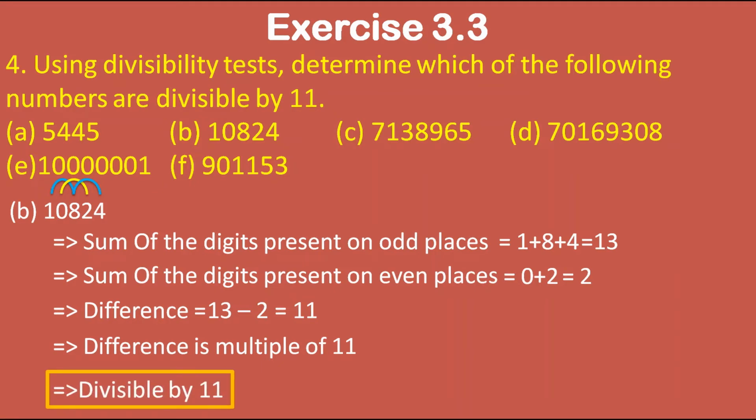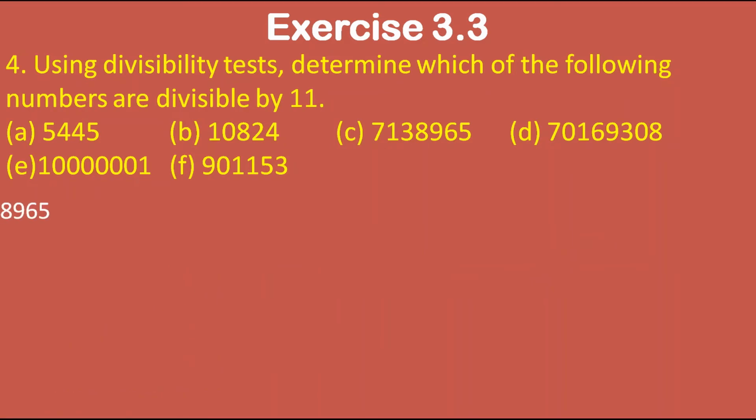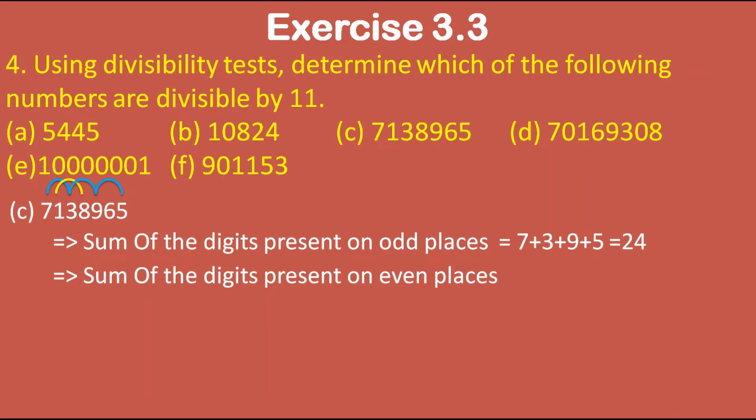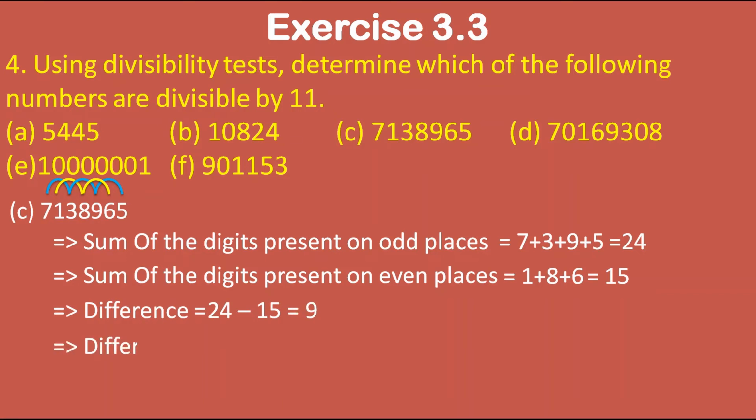Okay. Now let's move to the third one. As per the rule, let's find the sum of the digits present on odd places, and those are 7, 3, 9, 5, which gives us the answer as 24. Now we have to find the sum of the digits present on even places, and those are 1, 8, 6. When we add them, we get the answer as 15. Let's find the difference. Difference is 24 minus 15, which gives us 9. As 9 is not a multiple of 11, the number is not divisible by 11.